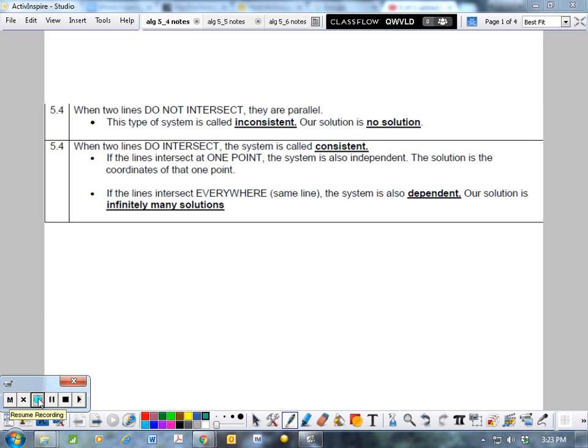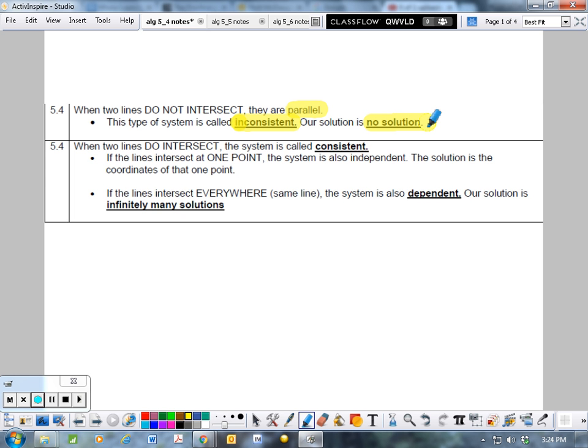Okay, so now we're going to talk about special cases. What happens when this occurs? We've got really two special situations, and we've got special names for these situations. The first is what happens when your lines do not intersect. When your lines do not intersect, they're called parallel, and we've talked about that before. Parallel lines have the same slope, and we call these systems inconsistent. They're inconsistent because there is going to be no solution to the system.